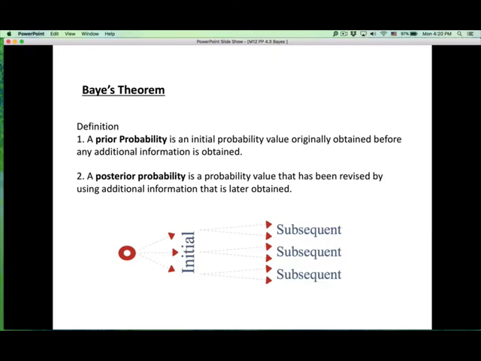For example, we want to find the initial probability, and that is based on the given information of the subsequent event in here. Okay, so one more time. We want to find the initial probability given that the subsequent information is obtained. So that will be the Bayes theorem.